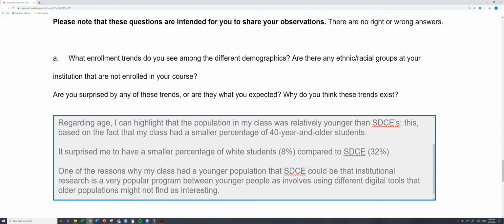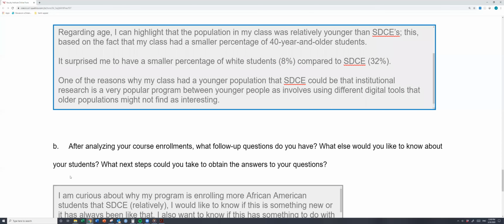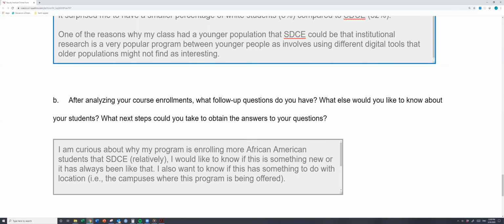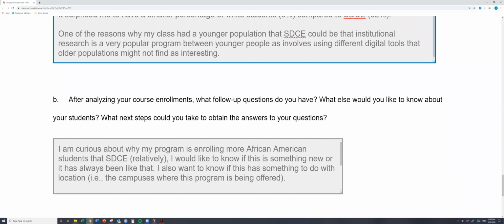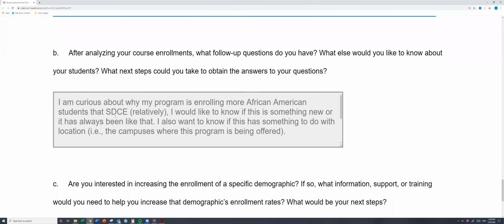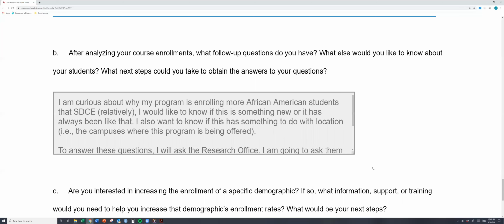For the second question, I am being asked what my follow-up questions are. What else I would like to know about my students, and what next steps could I take to obtain answers? I'm going to write that. I am curious about why my program is enrolling more African American students than SDCE. I mean, relatively speaking, because of the percentages. I would like to know if this is something new or if it has always been like that. I also want to know if this has something to do with location. I mean, does the campus where we offer the class maybe have something to do with this?